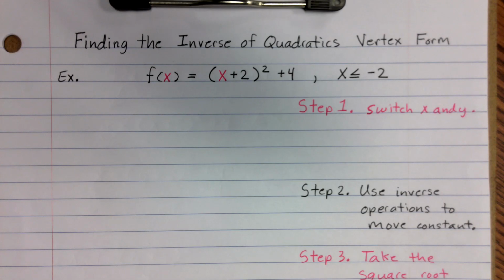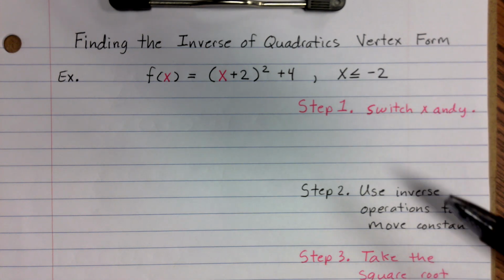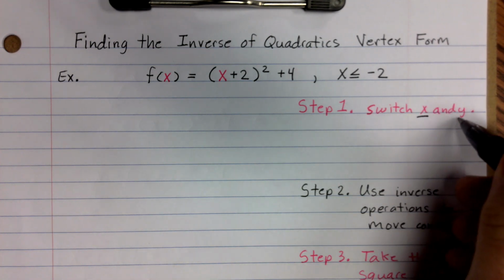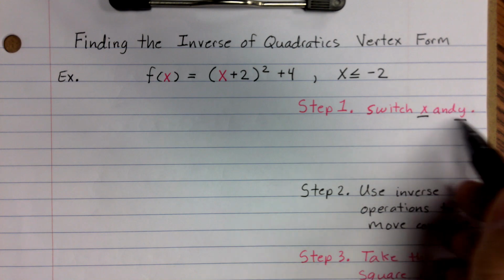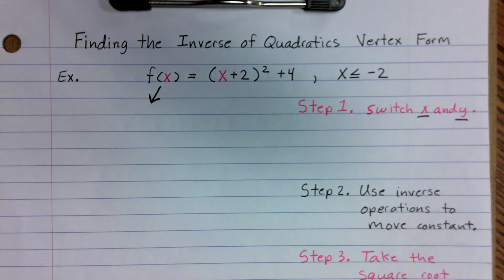Alright, in this video I'm going to be finding the inverse of a quadratic in vertex form. And notice we do have a domain restriction where x has to be less than or equal to -2. So step one, we're going to start as usual, right? Our goal is to swap the x and y. We're going to switch it. But before I do that, I'm going to go ahead and convert f of x into a y.